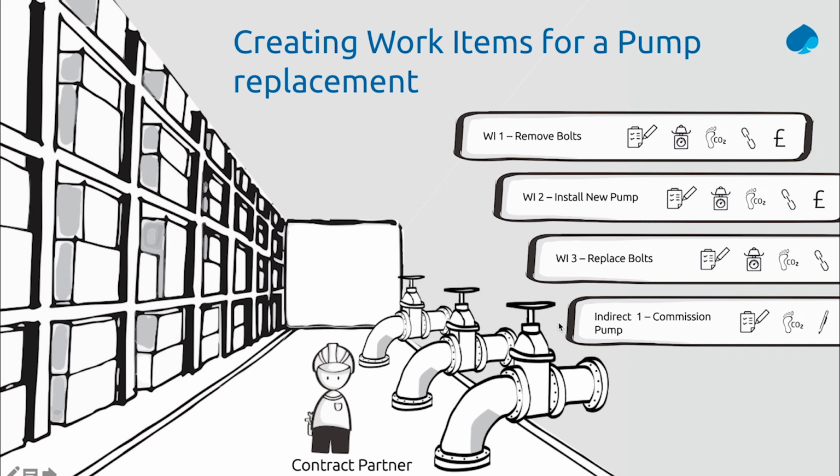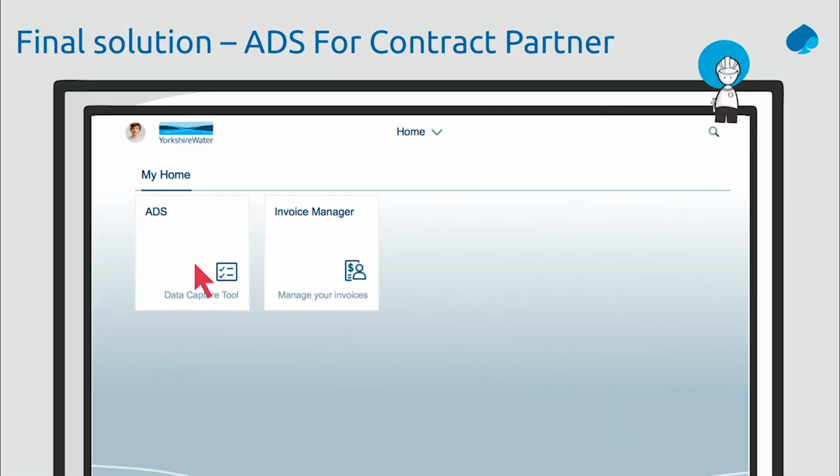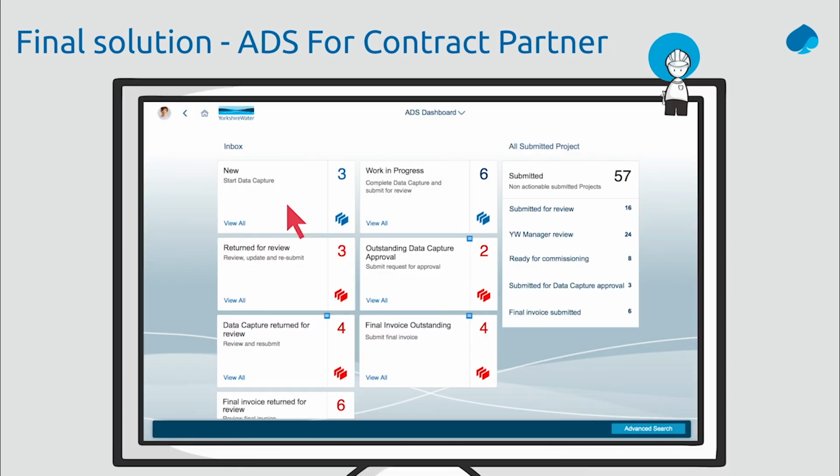So I will now show you what that might look like in the system. So taking that real life scenario, the contract partner would get a dashboard. They would click on the ADS tile, and that will give them an overview page, which will show them all of the new items or new capital projects that have come in, what he's working on currently, and then anything that's been returned for review, outstanding, or returned for final invoicing.